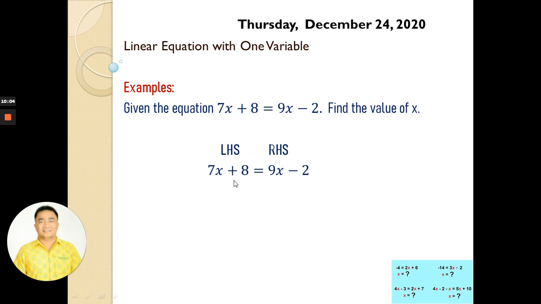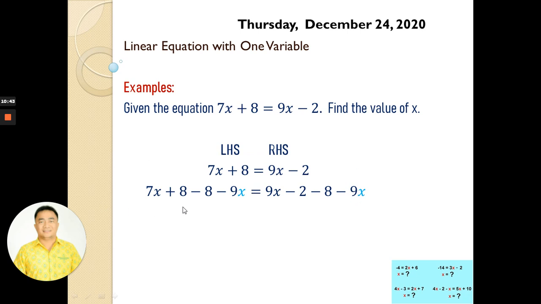And this number, this is a constant, we're going to transpose to the right-hand side, together with the other number, which is negative 2, okay? Or you can subtract 8 on both sides, or subtract 9x on both sides, just like this one. So we have here our original expression. Subtract 8 on both sides, and subtract 9x on both sides.